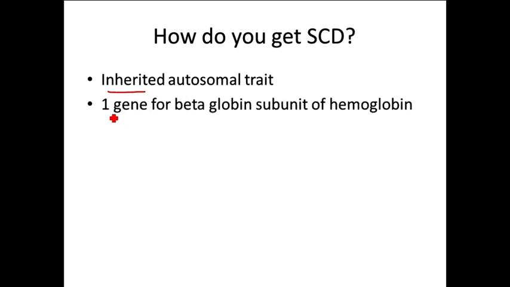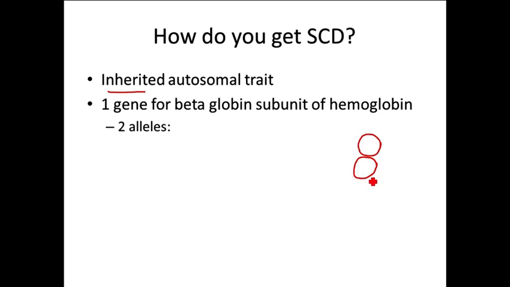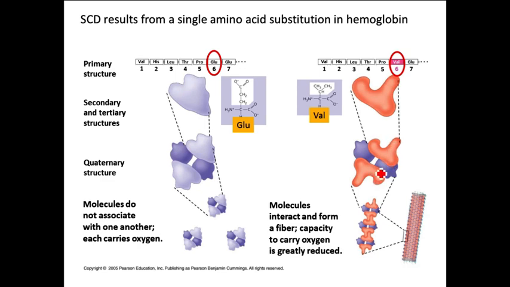So there is one gene for the beta globin subunit of hemoglobin, and there are 2 alleles for this gene. There's the normal hemoglobin allele, which we call hemoglobin A, and the notation we use is H superscript A. That's for the normal non-mutated version of the beta globin subunit. And then there's the sickled hemoglobin, which we also call hemoglobin S, and the notation for that is H superscript S. That's the mutated version of the hemoglobin that causes this situation.